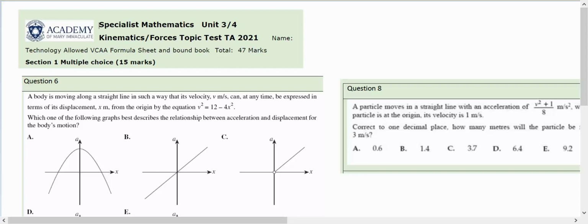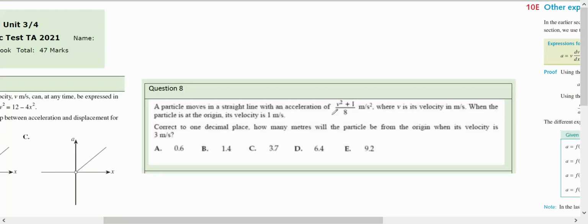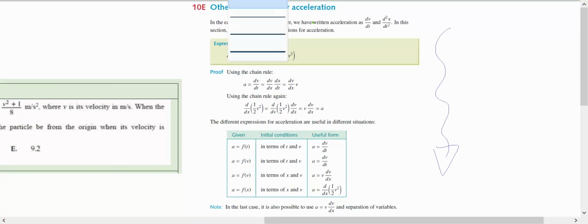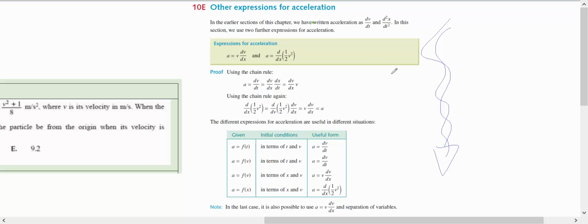This is for Year 12 specialists. It comes out of the Kinematics Forces topic test for 2021. There are two multiple choice questions, question number 6 and question number 8. The reason I'm putting these two together is that in both of them we're told some information about acceleration, not constant. Both have to deal with what expression we will use for acceleration, because we don't have constant acceleration.